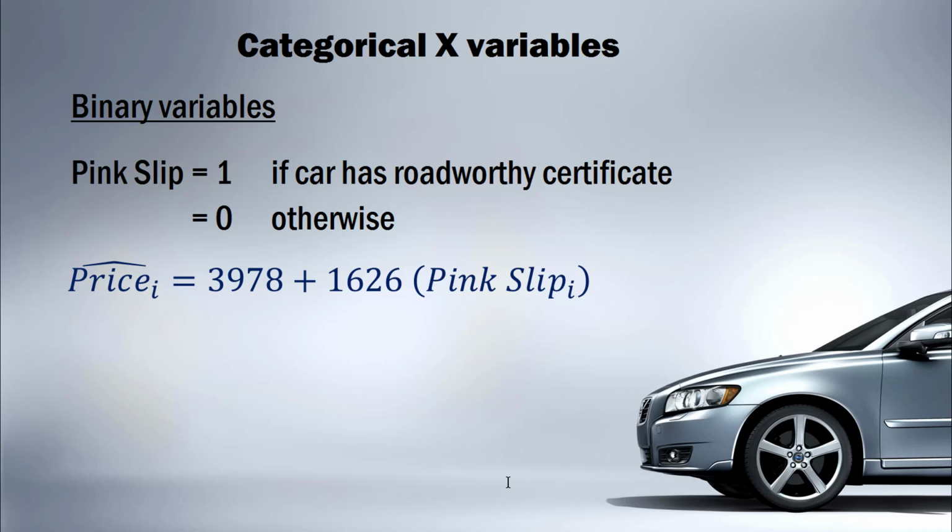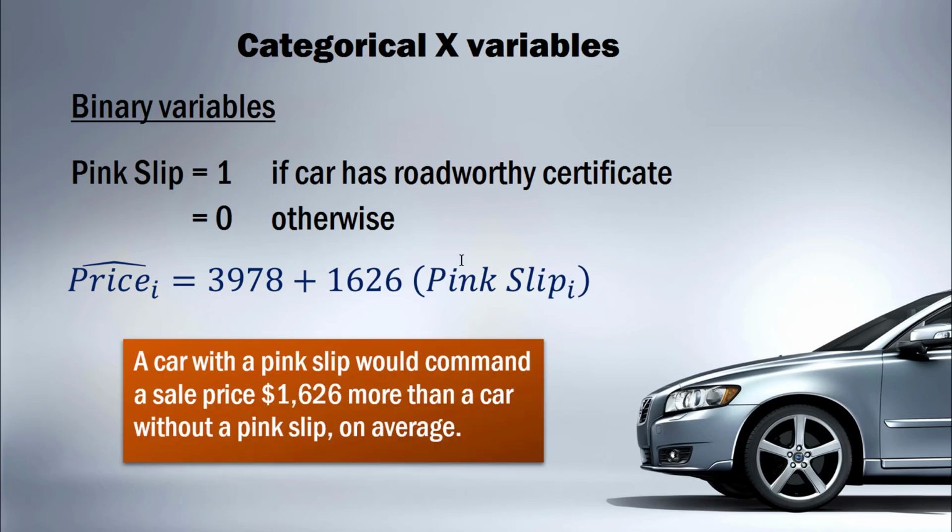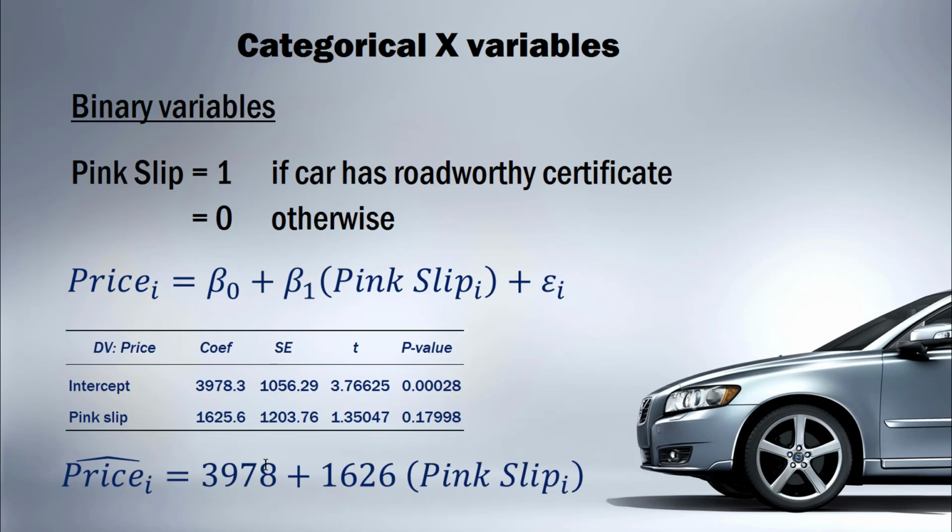Well, if pink slip can only be 1 or 0, then think about what happens to this equation when pink slip becomes 1. You're going to get this factor of 1626 being added in to this equation. So to interpret this, you'd say a car with a pink slip would command a sale price $1,626 more than a car without a pink slip on average. And that seems to make sense. But interestingly, if we go back and have a look at our output, you'll see that the p-value is actually quite high. Well, it's certainly higher than 0.1, indicating to us that that variable might not be statistically significant.